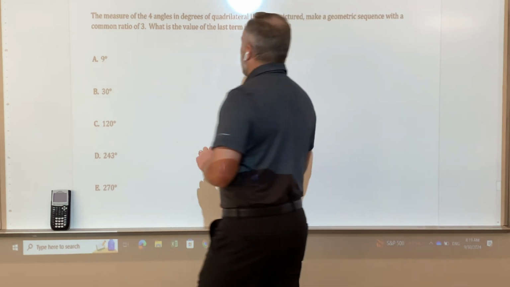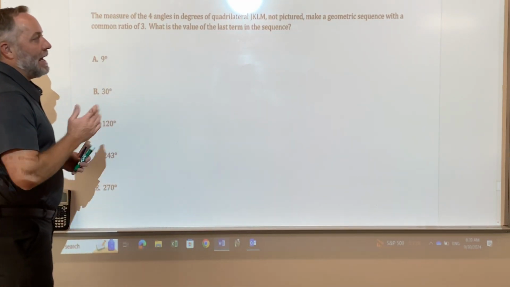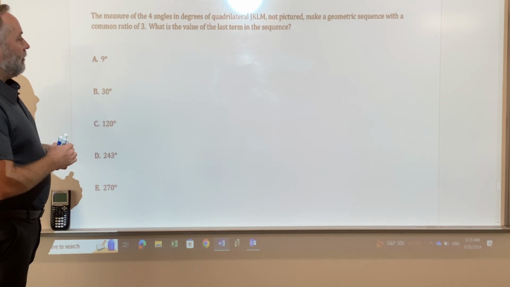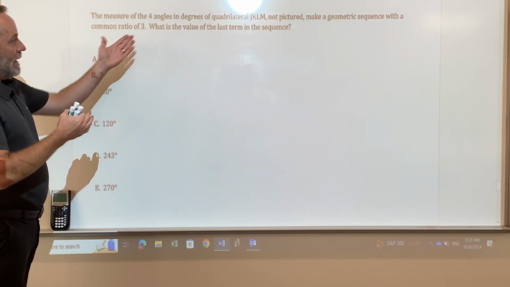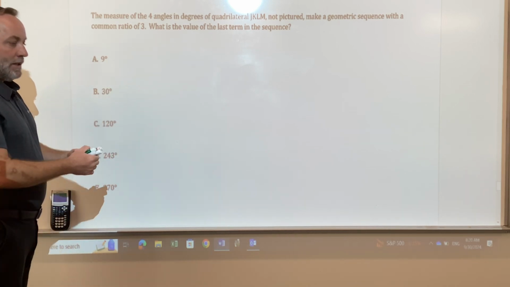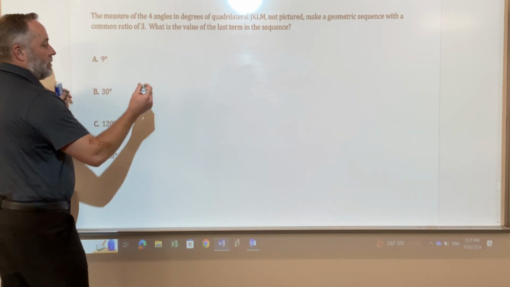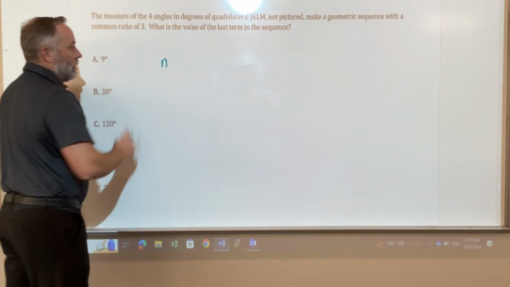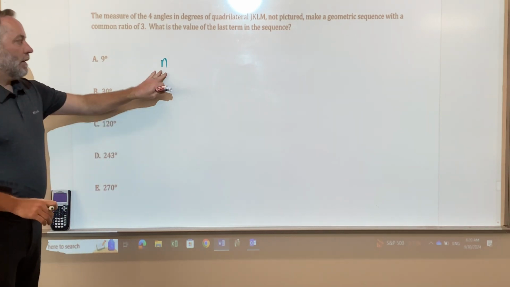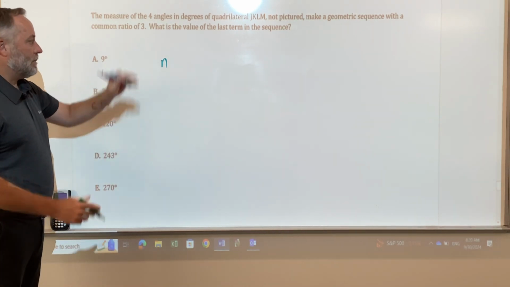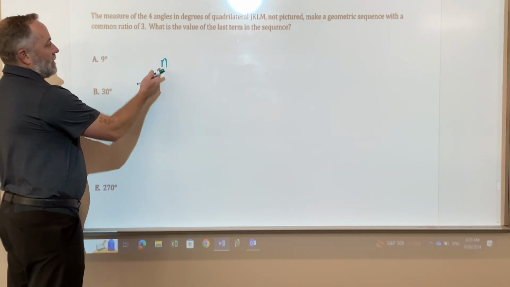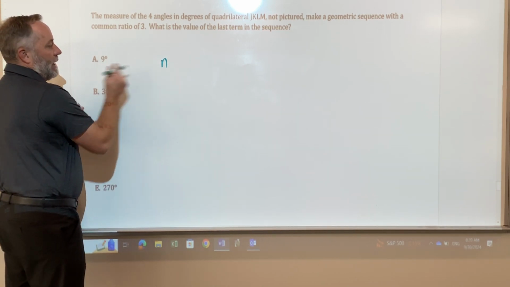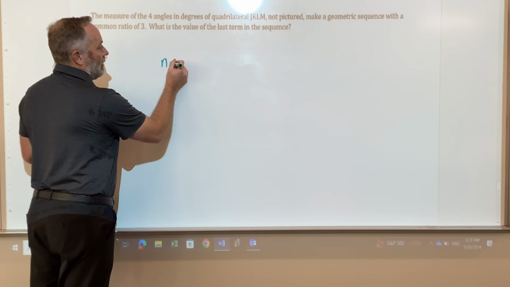There's a few ways that we can do this. I will show this algebraically. If we're thinking about 4 different angles in a quadrilateral, we can say that the first angle is just n, whatever that number is. So we'll use the variable n. Oftentimes in sequences, n is used as the variable. And then the next term is going to be 3 times whatever this value is, so that's going to be 3n.